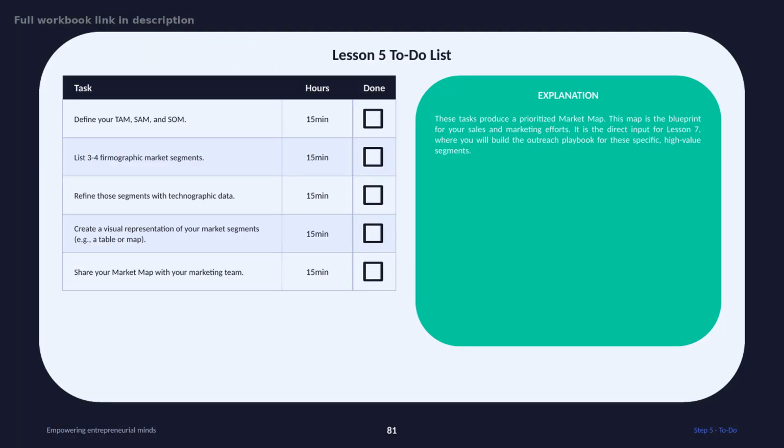Your checklist: define your TAM, SAM, and SOM. List 3 to 4 firmographic market segments. Refine those with technographic data. Put together a visual version of your market map. A table works fine, and share it with your marketing team. These produce a prioritized market map, and it's the direct blueprint for the outreach playbook you'll build 2 lessons from now, once you know exactly who's worth reaching.